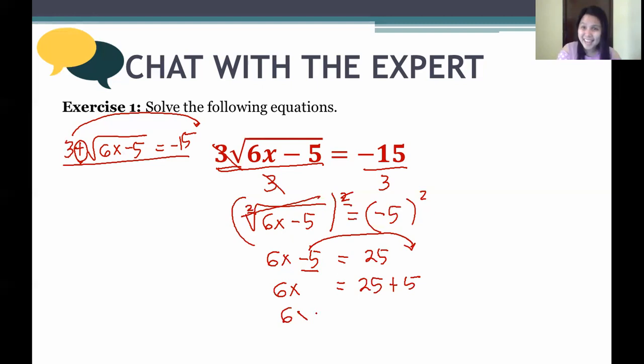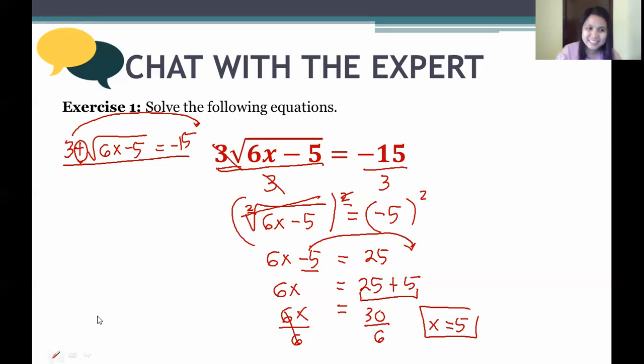So 6x equals, you add this, 30. We divide both sides by 6. So x is equal to 5. Next, we verify. Is the answer correct? Let us see.